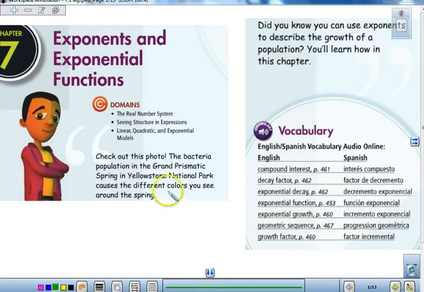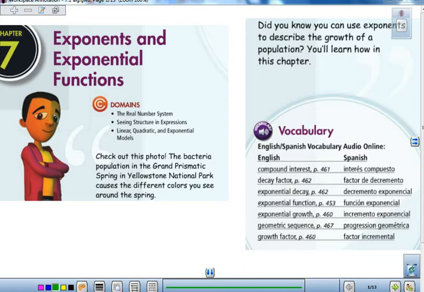As we begin chapter 7, we're going to be talking about exponents and exponential functions. We're going to be looking at real number systems, seeing structures and expressions, linear, quadratic, and exponential models. So, as you look in your textbook, you're going to look at this picture of bacteria population. And as you're looking at this, we want to think of all the different colors you can see around that screen.